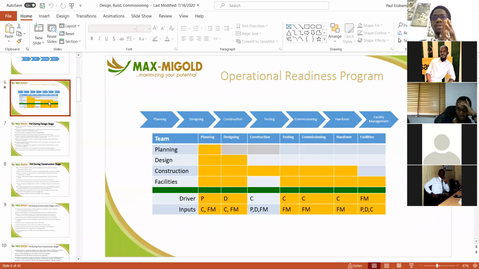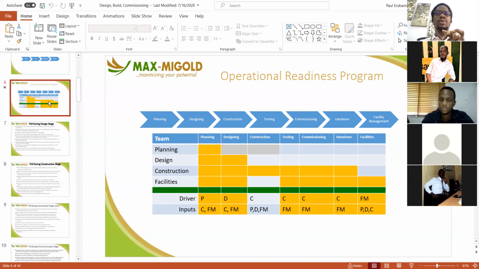And what we're advocating, and which we expect all FM should also form part of what you know and what you can provide as contribution to your organization, is the fact that the FM contributes to every stage in this process. The planning stage is handled by the planning team, but the FM and the construction team have inputs. The design team handles the design stage, but of course, the construction and the FM have some inputs. Then the construction guys handle the construction stage, and then what happens? The planning, design, and FM team has inputs.